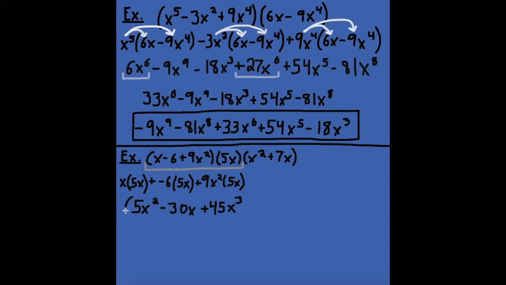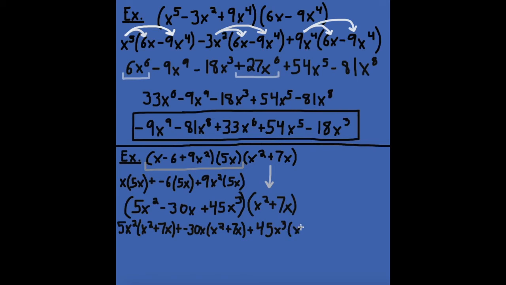Then, we will multiply this polynomial by the third polynomial in the problem. We will do 5x squared minus 30x plus 45x cubed times x squared plus 7x. We will set up the problem as 5x squared times x squared plus 7x, plus negative 30x times x squared plus 7x, plus 45x cubed times x squared plus 7x. Then we will distribute.